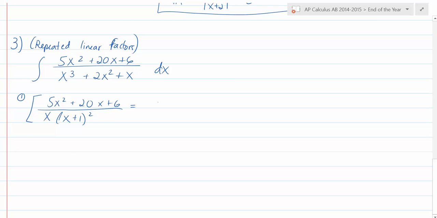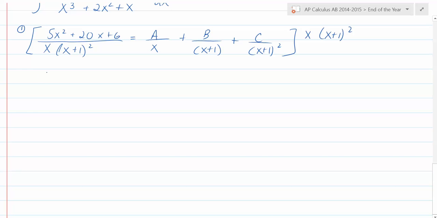What you want to do is you need to have one term for each of those different situations, like A over x plus B over x plus 1, and then also C over x plus 1 squared. Okay, still multiply by your lowest common denominator. Out, so it's just A(x plus 1) squared plus B(x plus 1), and then plus Cx.